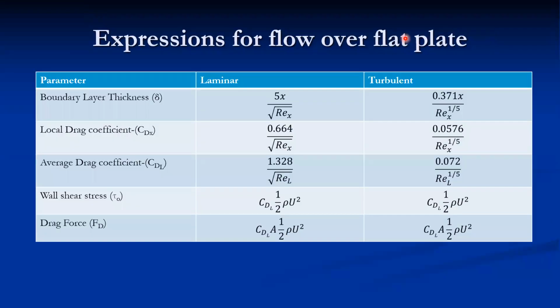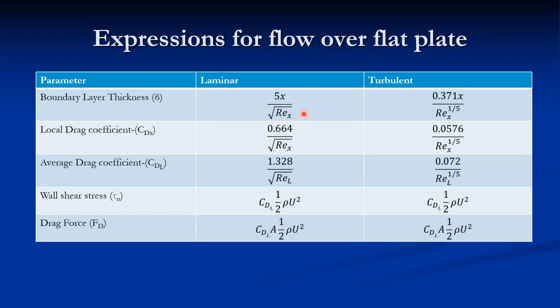So as far as the numericals are concerned, these are the expressions we are supposed to use for solving numericals. These are the parameters that need to be estimated in most of the numericals, and the expressions for laminar and turbulent flow. The first parameter is boundary layer thickness. Boundary layer thickness is given by 5x upon under root Rex, where x is the distance from the leading edge, and the corresponding boundary layer thickness is delta. So we can call this delta x as well.